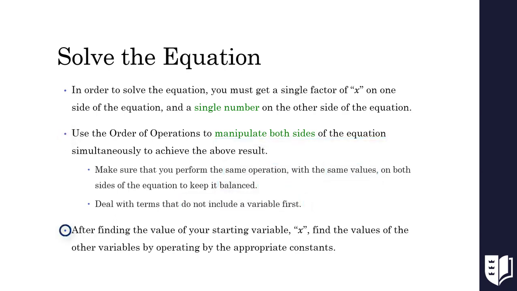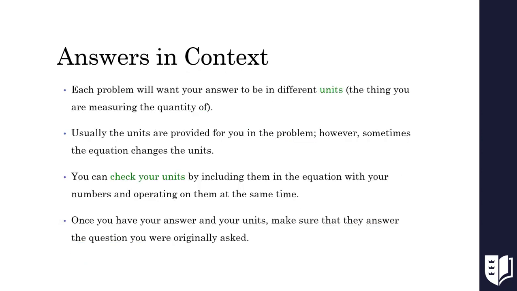Once we isolate our variable, we have solved for x, but we aren't quite done. We still need to find what the variables that were written in terms of x are as well. We do this by plugging the value of x into the other variable expressions and performing the indicated operations until we have a single number. The final step to solving our word problem is to take the numbers we just found and put them in the context of the problem.